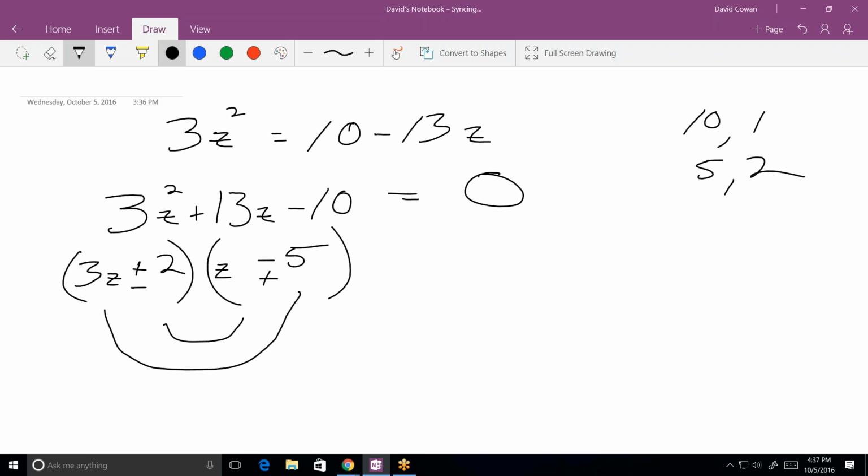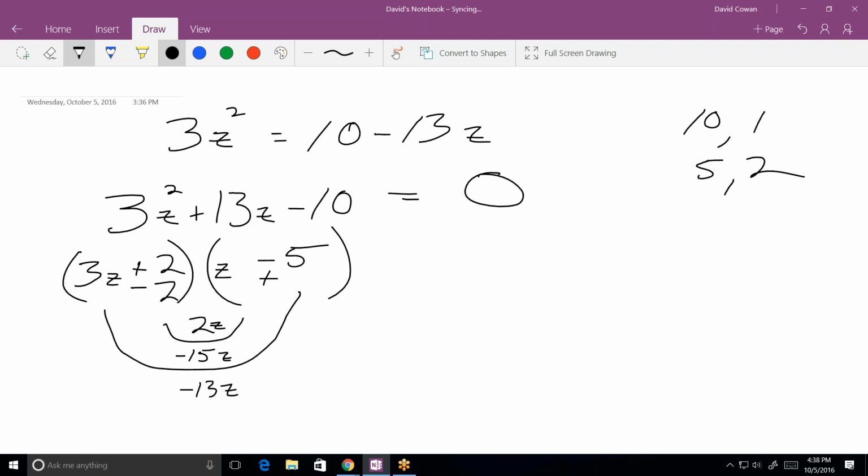What middle term does that produce? That produces negative 13z. Oh, that's close. That's a lot of our answer. It's just the wrong sign. So how do we get it? Just switch the signs.